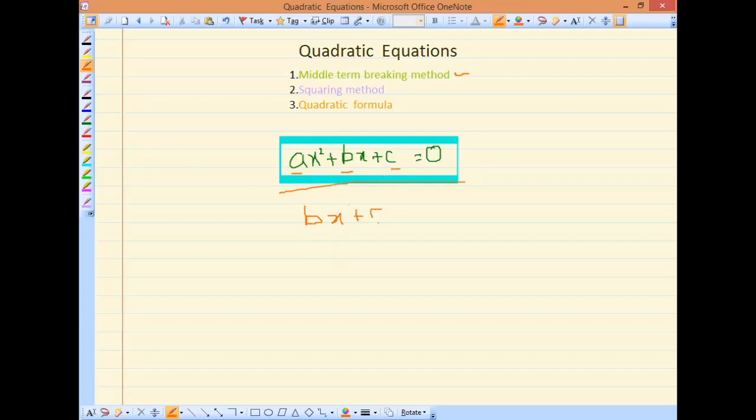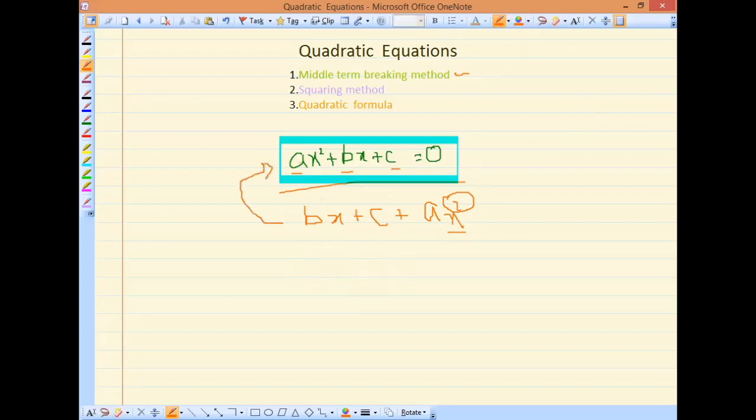For example, if it is written as bx plus c plus ax squared, no need to panic. We just have to check whether it has an x squared or not. Here we can see that there is an x squared. So what can we do? We can shuffle the places, like we will write ax squared plus bx plus c, so it will come in this form again.